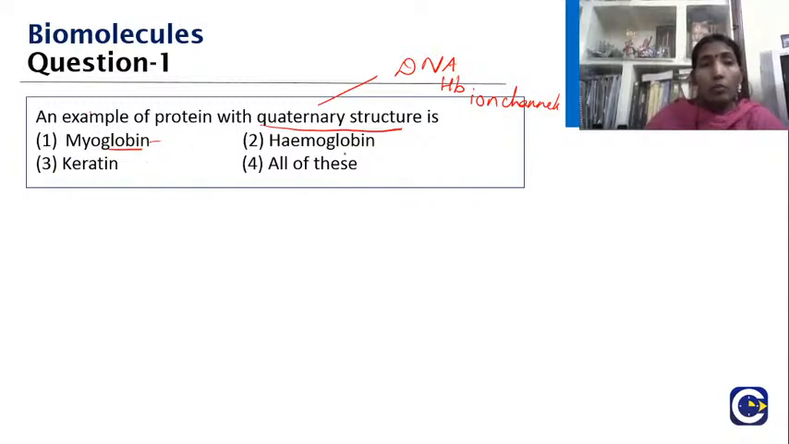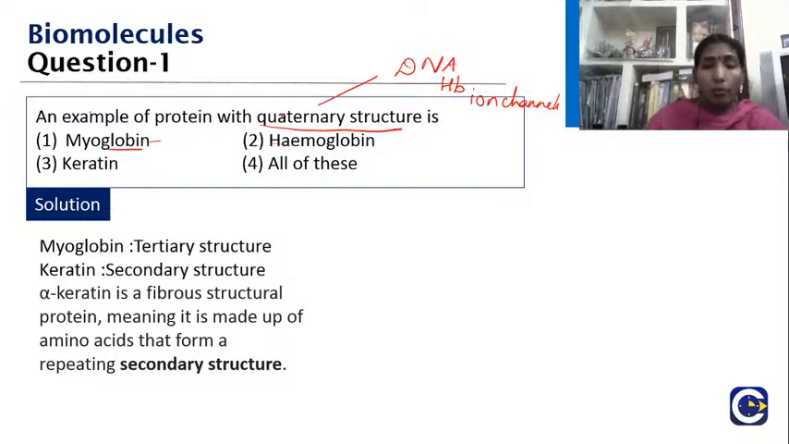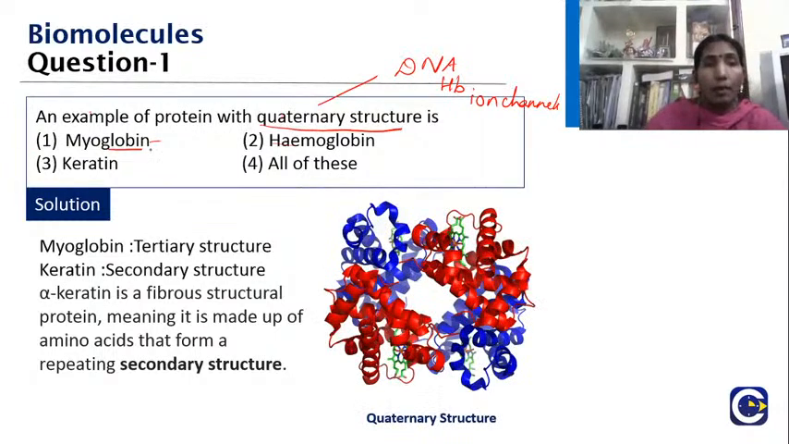So among these, the answer is hemoglobin. As I already said, myoglobin has the tertiary structure. What about keratin? Those proteins take a 3-dimensional form and have folds. It is mostly alpha keratin, and we have the beta pleated secondary structure also, but here alpha keratin is a fibrous structural protein made up of amino acids with a repeating secondary structure.